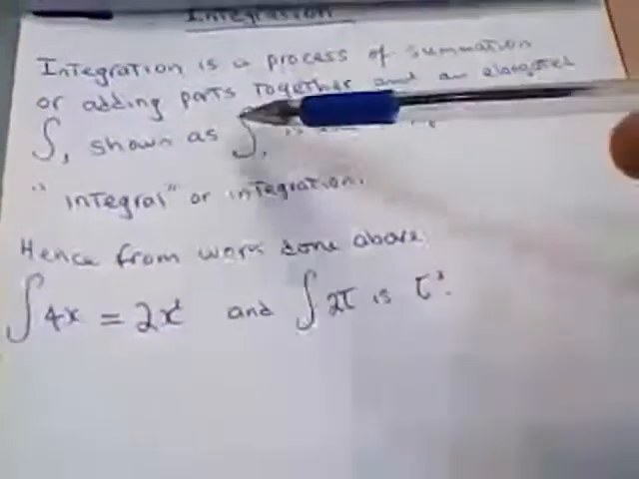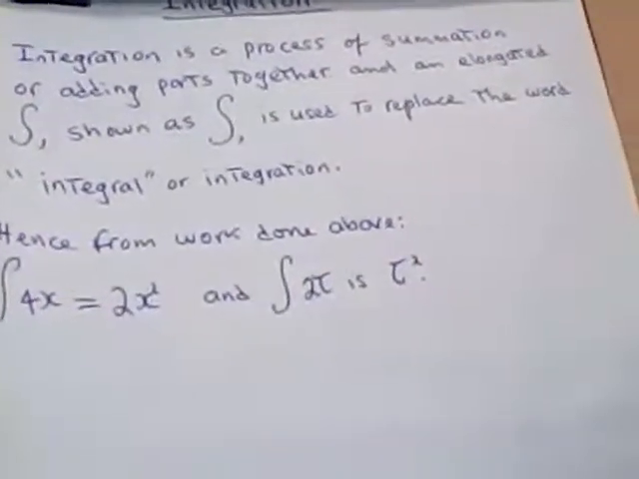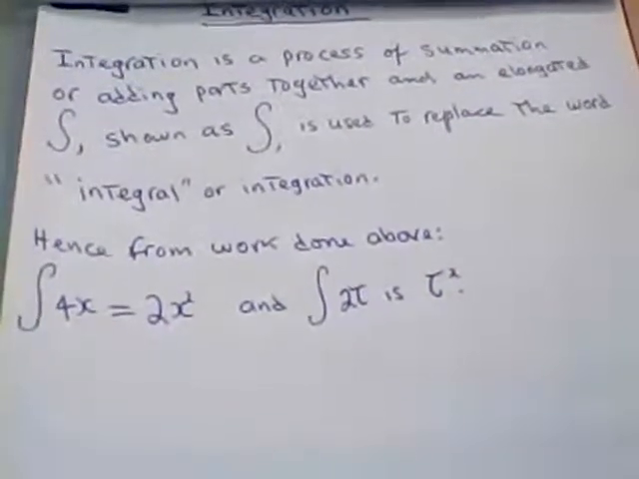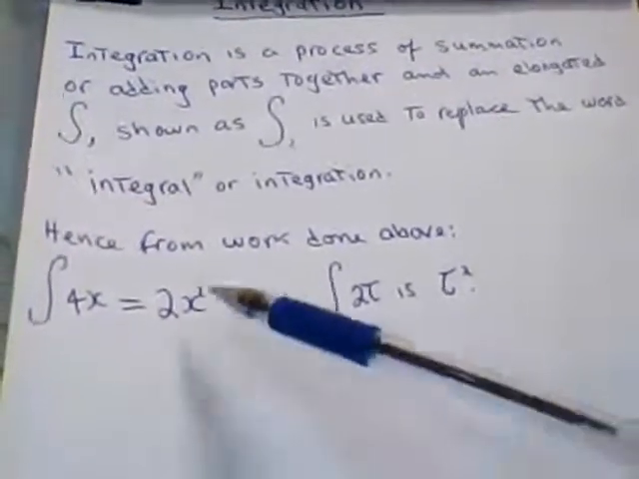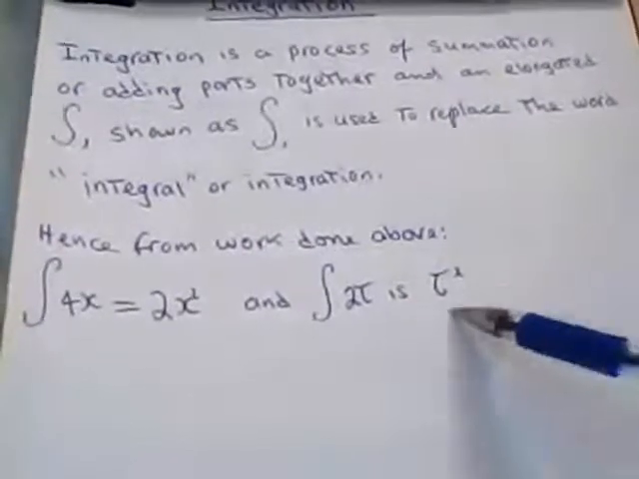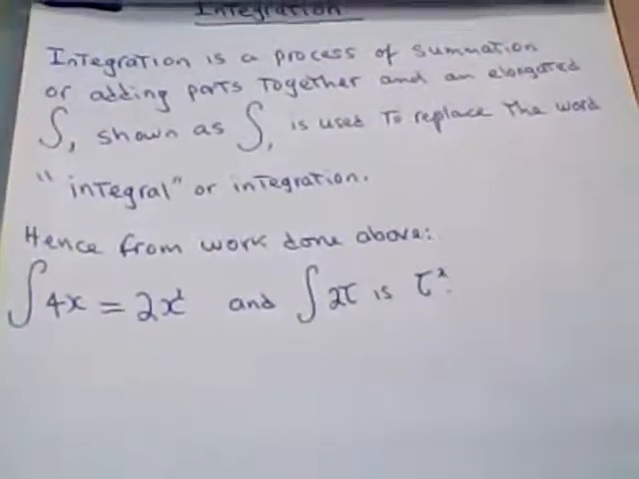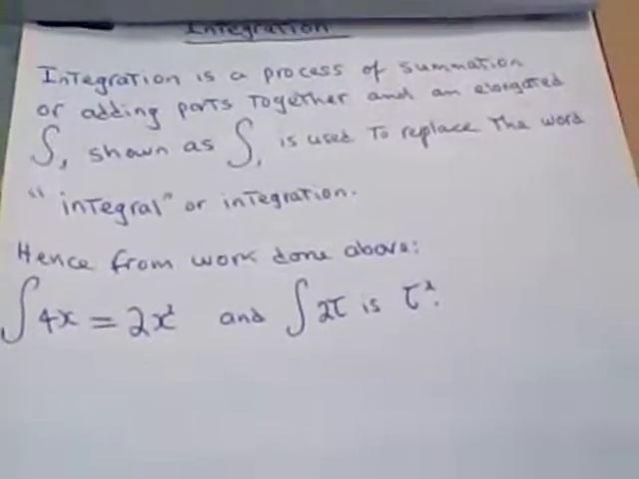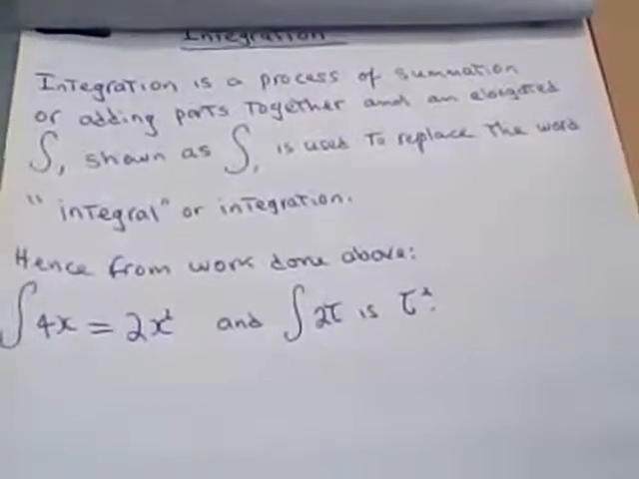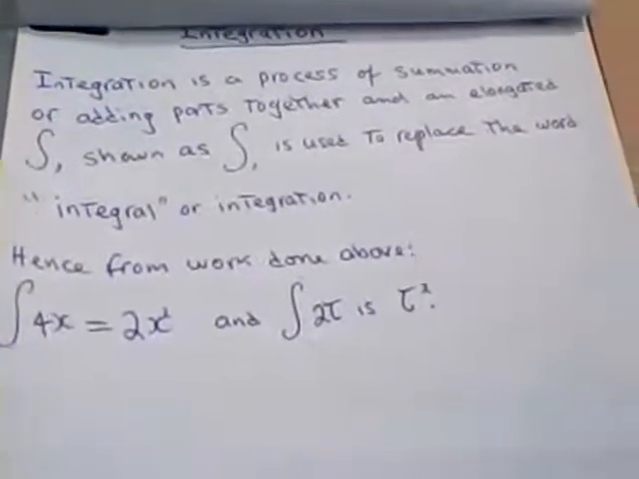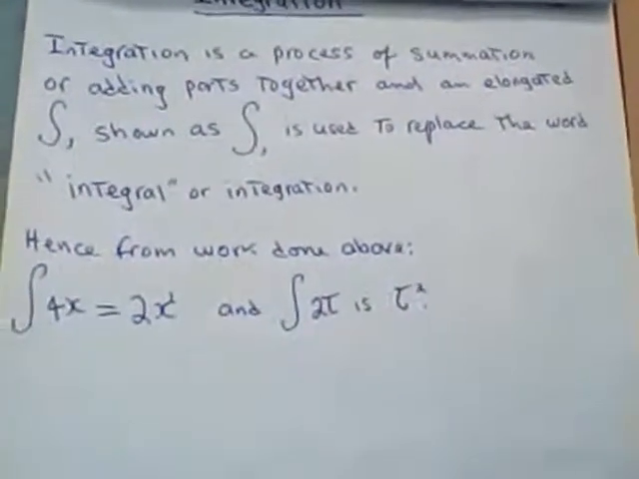Now, this symbol is used to replace the word integral. So once you say that symbol, you know you're already in that process of integration. Hence, from work done above, the integral of 4x equals 2x squared and the integral of 2t equals t squared. Now, you would have seen that from prior information that I've just done. Okay, but again, you need to write it out for yourselves and understand the concepts.